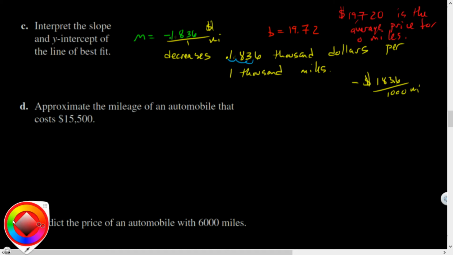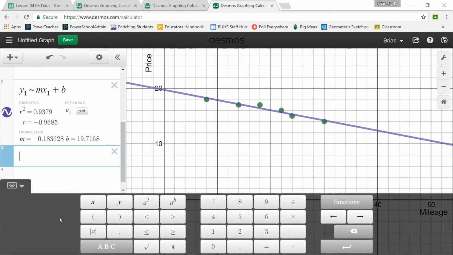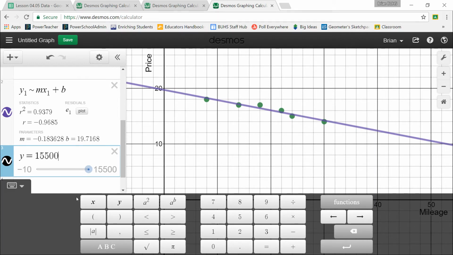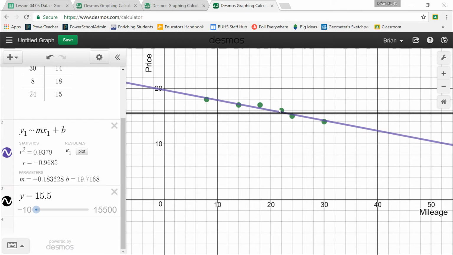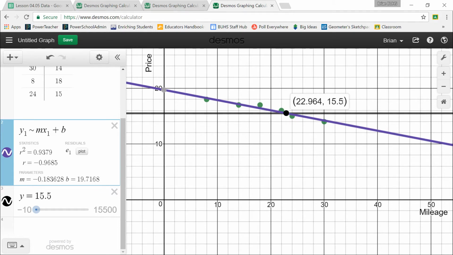All right, how about this? Approximate the mileage of an automobile that costs that much money. So if that's the predicted value, 15,500, graphically speaking, let me show you this graphically. If I write y equals 15,500, oh wait, I've got to write that in terms of thousands, so that's going to be 15.5. There we go. Graphically speaking, I would be looking for what the purple line's x coordinate equals when y is 15.5.